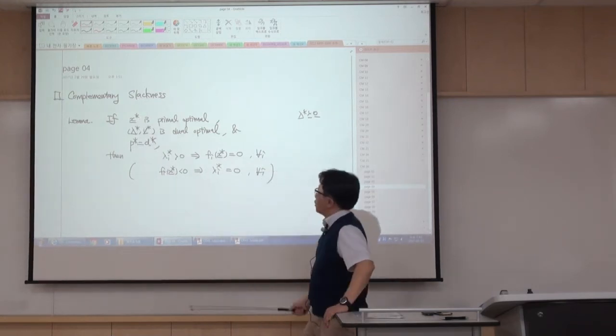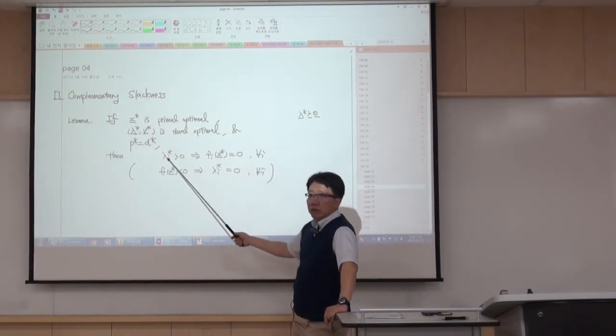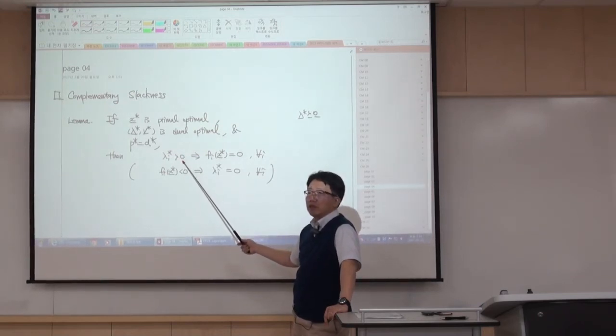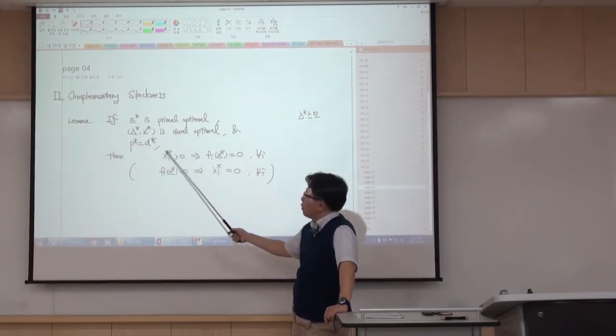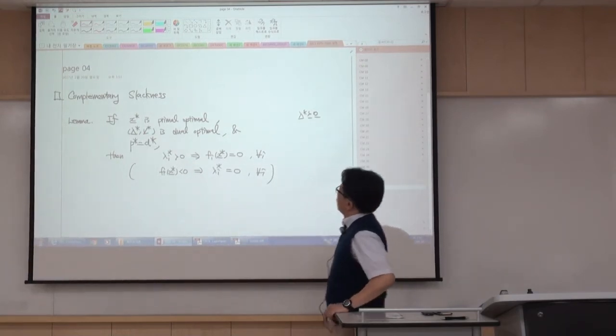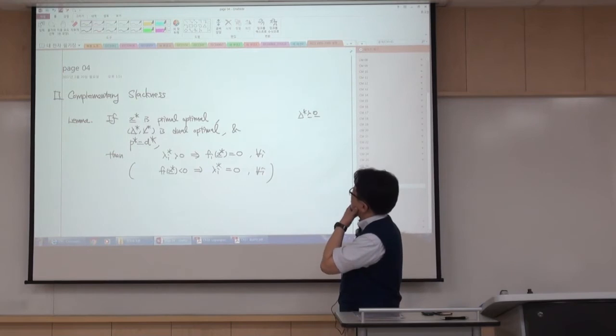Got it? And second, lambda sub i star is not greater than 0. And you may say that it may be equal to 0 or less than 0. Okay, is it true? Let me see. Just a second.